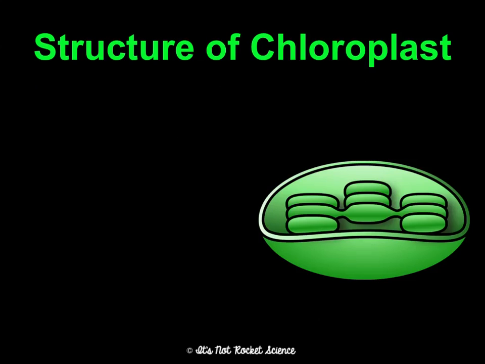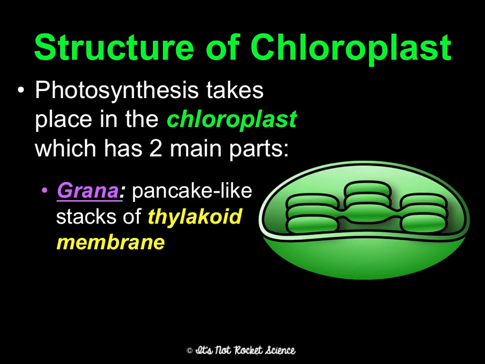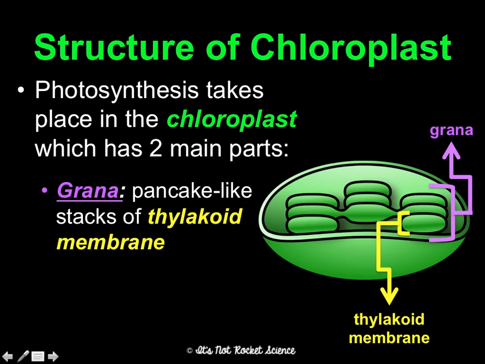Now, photosynthesis is going down in the chloroplast, which we learned about in our cells unit, but we need to know more about the chloroplast. So the chloroplast has two main parts, grana and stroma. Grana are these stacks that look like stacks of pancakes, and they're stacks of thylakoid membrane. So each of these individual little pancake things are thylakoid membrane. So there's a grana, and an individual pancake is thylakoid membrane.